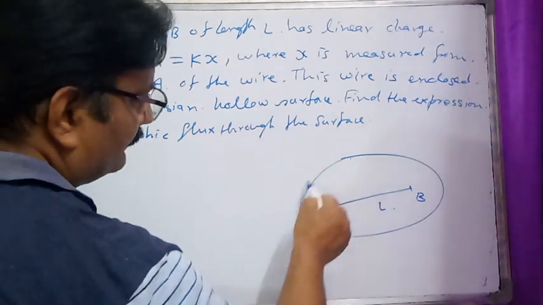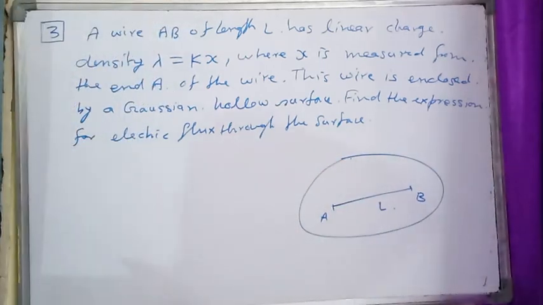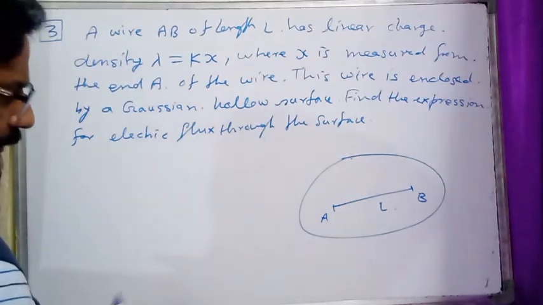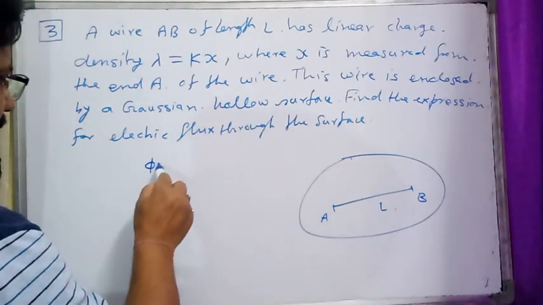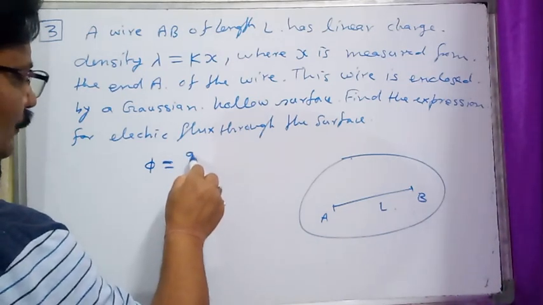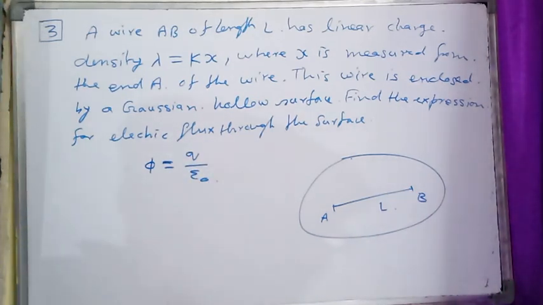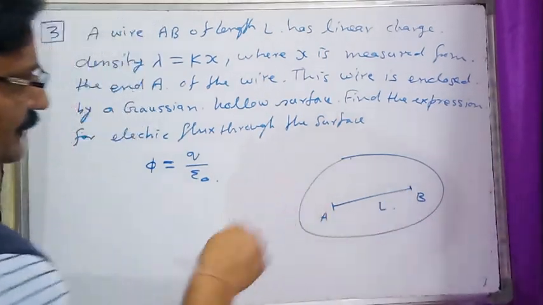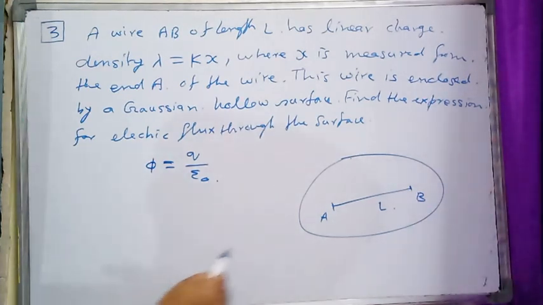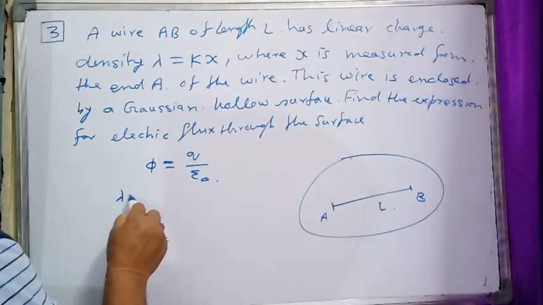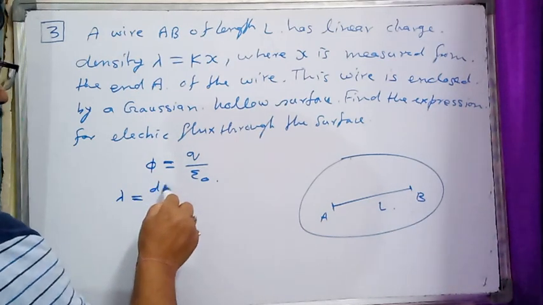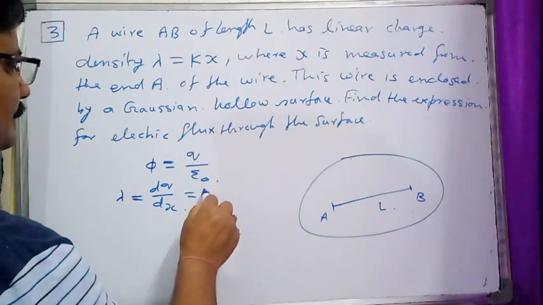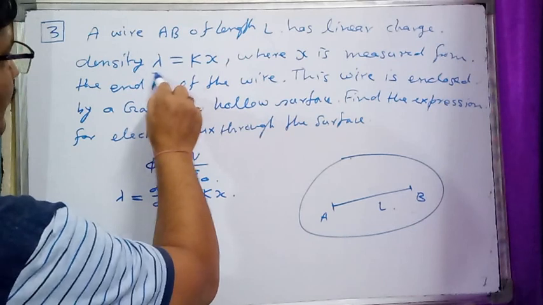Students, you can see this Gaussian surface is a closed surface. To find the expression for the flux passing through a closed surface, we need to apply Gauss theorem. So flux passing through the surface phi is equal to q divided by epsilon naught. It means, first of all, we have to calculate the value of the total charge present on this wire. So the charge density of the wire lambda is equal to dq by dx, or this can be written as kx, as in the question lambda is given as kx.